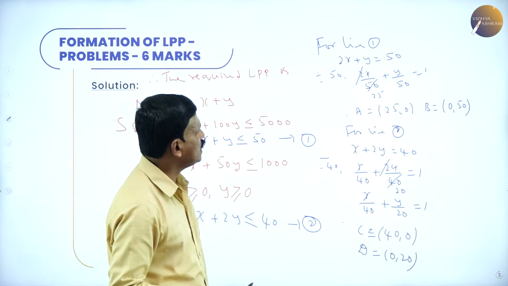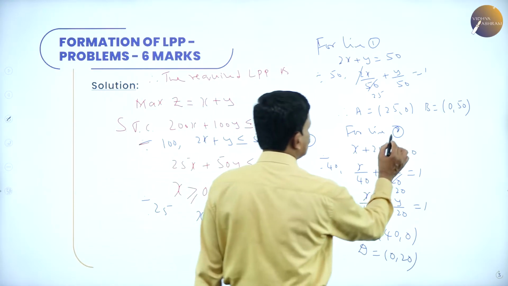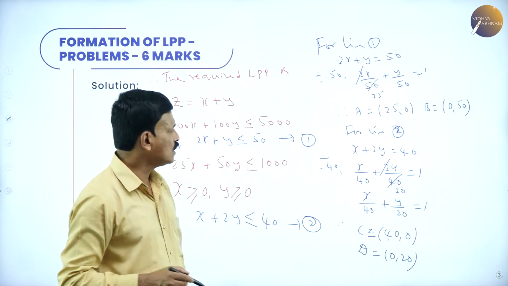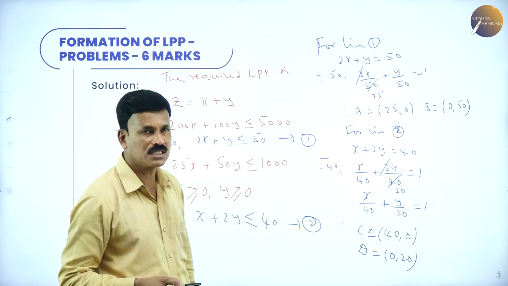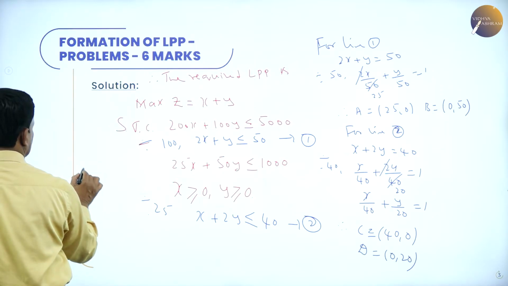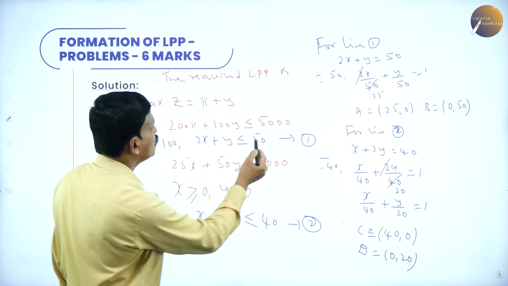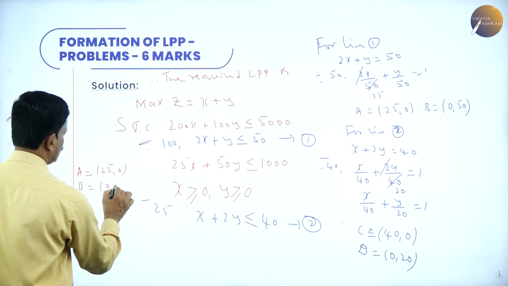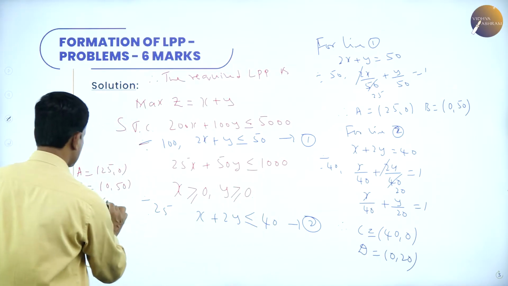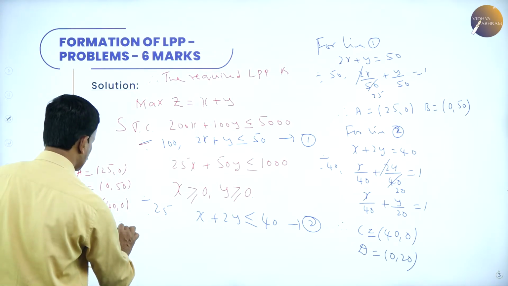For the first line the points are A 25 comma 0 and B 0 comma 50, and for the second line the points are C 40 comma 0 and D 0 comma 20. Now let us represent this on a graph sheet. I'll write down the points first: A is 25 comma 0, B 0 comma 50, C is 40 comma 0 and D is 0 comma 20.